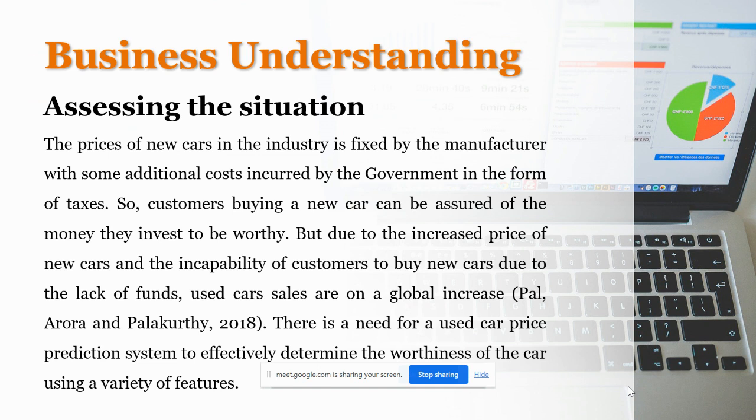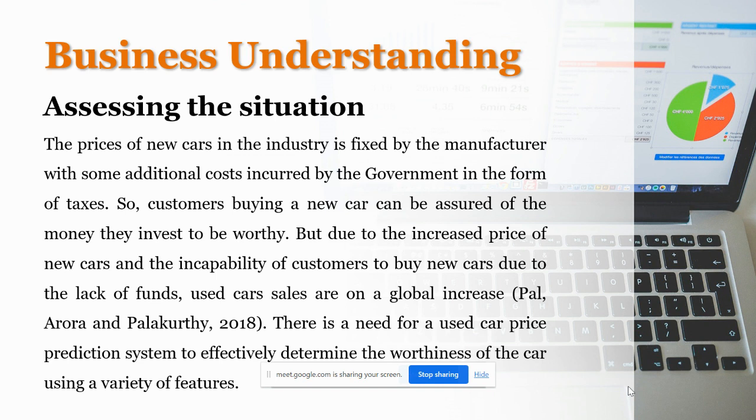And by Paul Aurora, referencing and citing his work, Palakoti 2018, giving that instance about used cars being on the global increase. There is a need for a used car price prediction system to effectively determine the worthiness of the car using a variety of features.